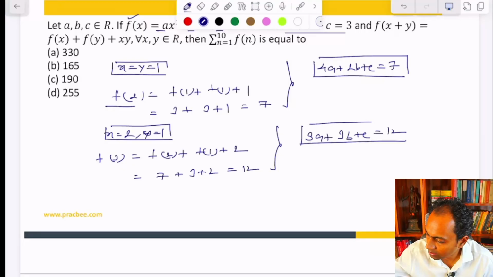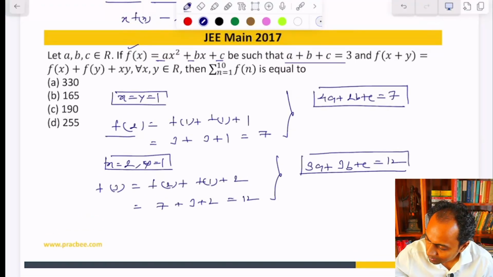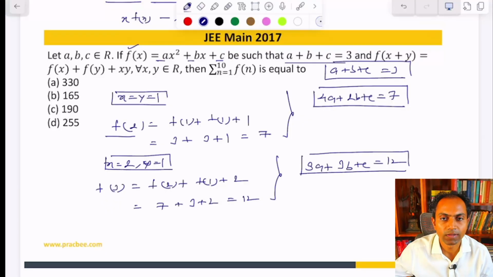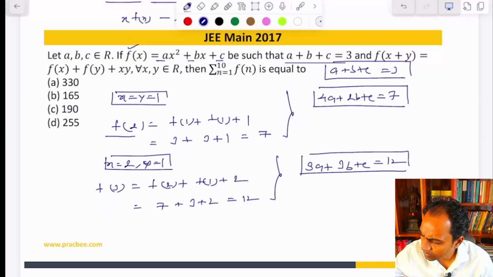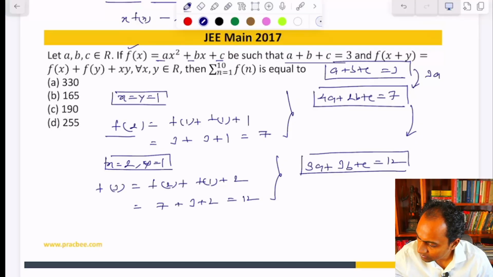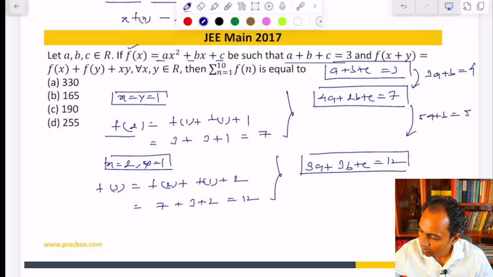Now, you have 3 unknowns and 3 equations. So, we know that a plus b plus c was 3. So, we can solve them. Now, what is the method of solving? It is very simple. We'll subtract this from this and we'll subtract this from this. If I subtract the first two, what we get is 3 times a plus b is equal to 4. And if I subtract it from the next one, it becomes 5 times a plus b is equal to 5. Now, if I subtract these two, again, we'll repeat the process.